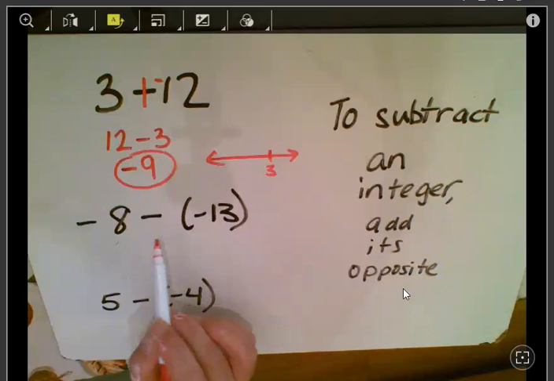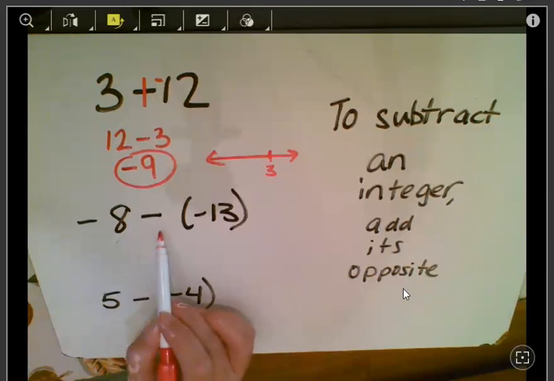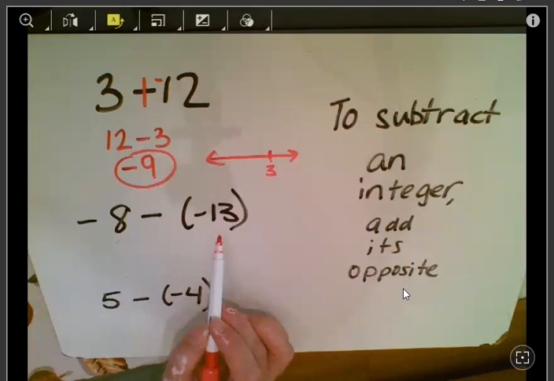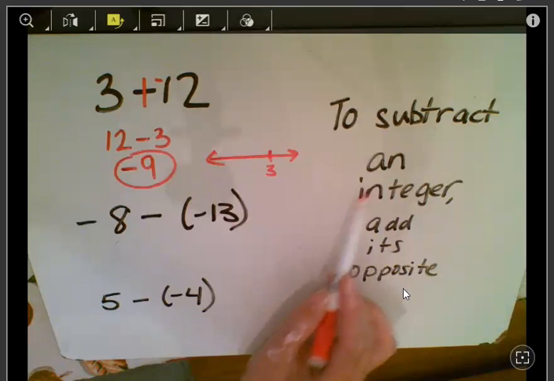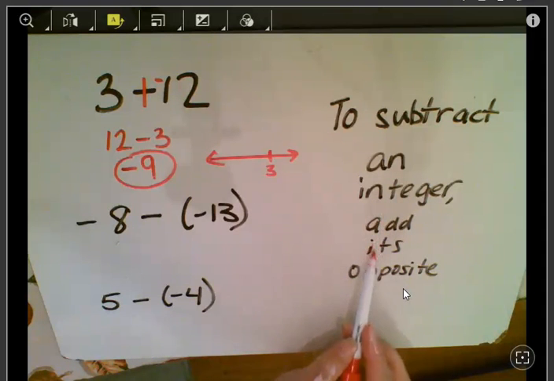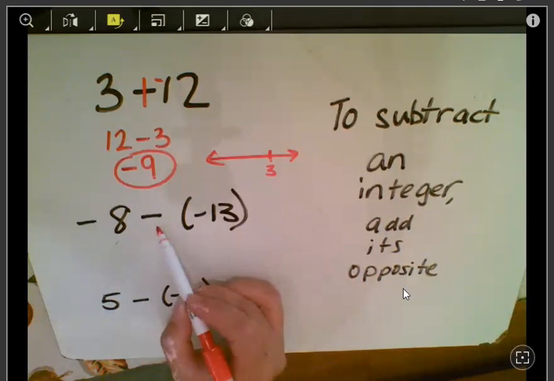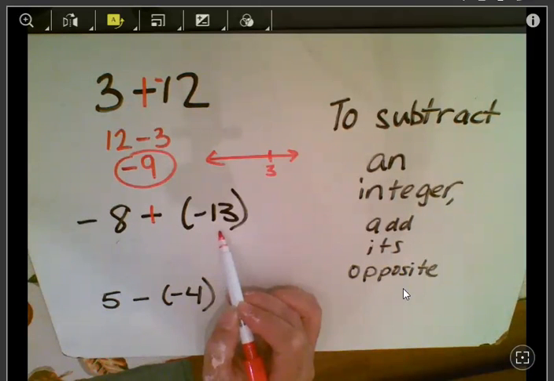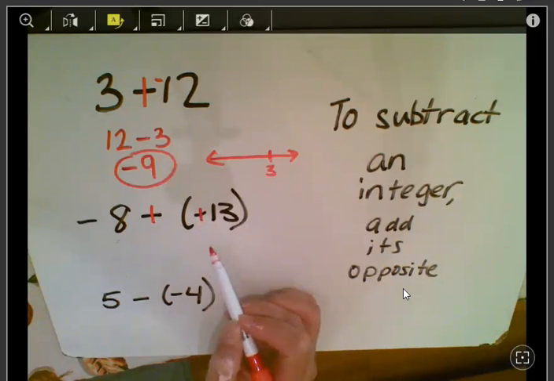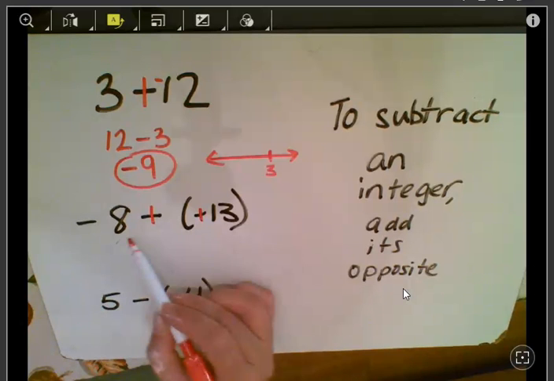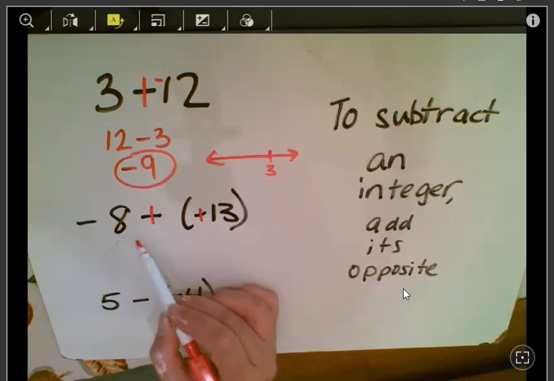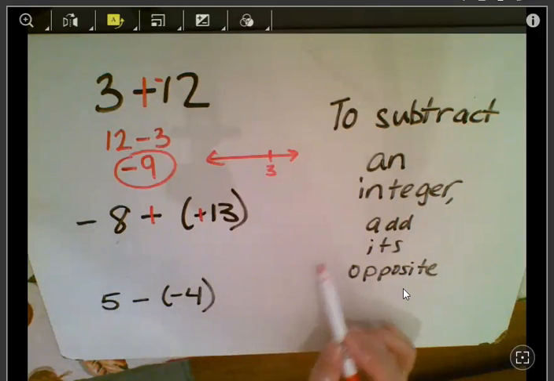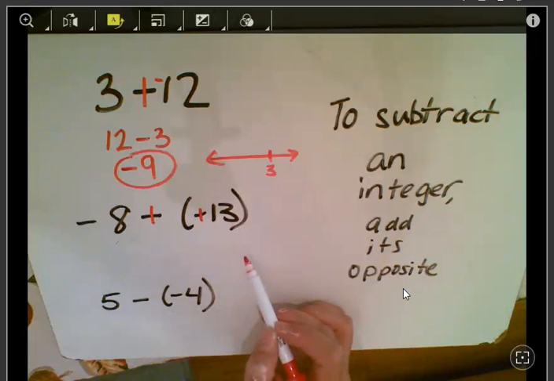And then the second one, we have negative 8 minus a negative 13. Remember, to subtract an integer, we're going to add its opposite. So we're going to take the subtraction sign and make it add. And the opposite of 13 is a positive 13. So now we have negative 8 on our number line, but we're going to come over 13. So after you get to 0, we'll have been 8 away.